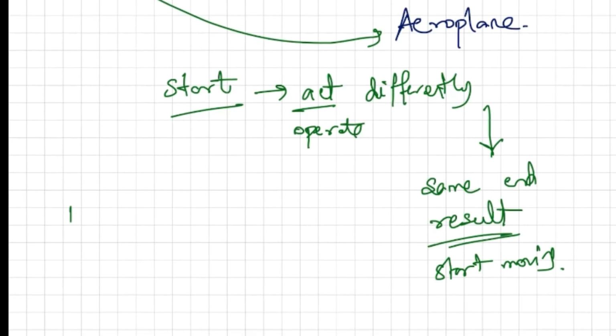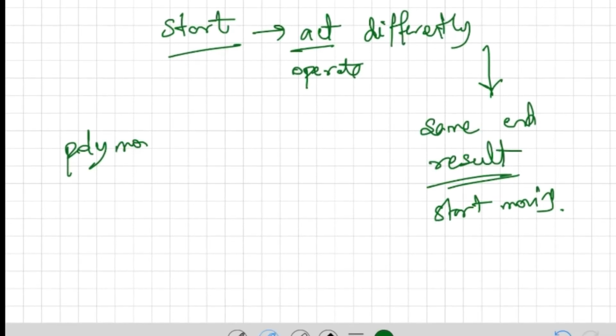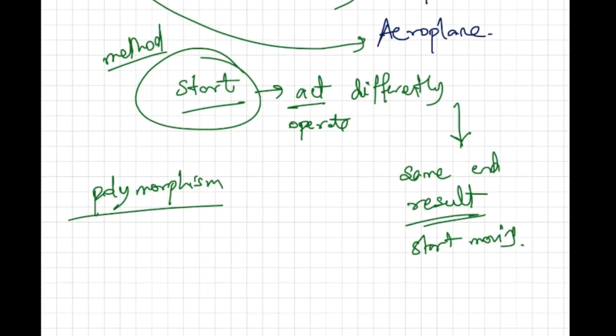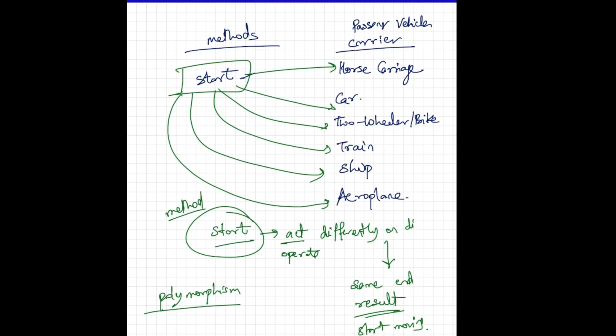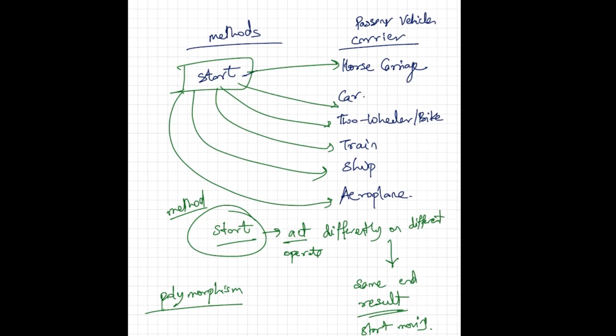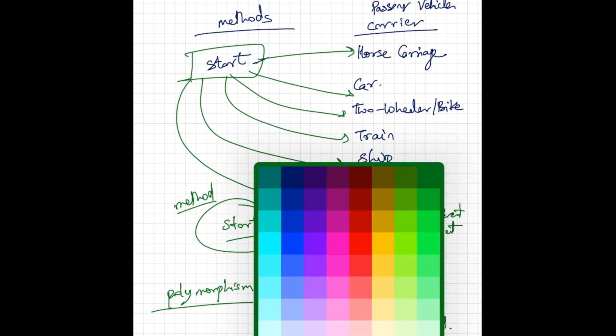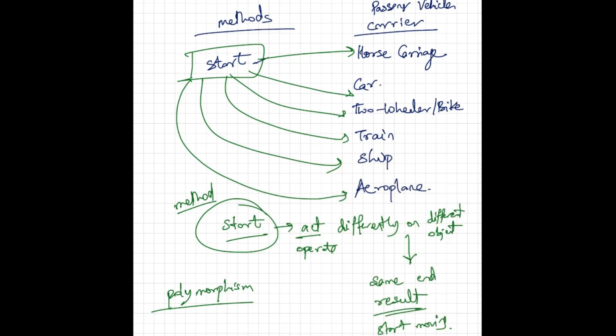So this is called polymorphism. One method can perform differently on different objects, but the end result is the same, which is on the same class. So this is called polymorphism.